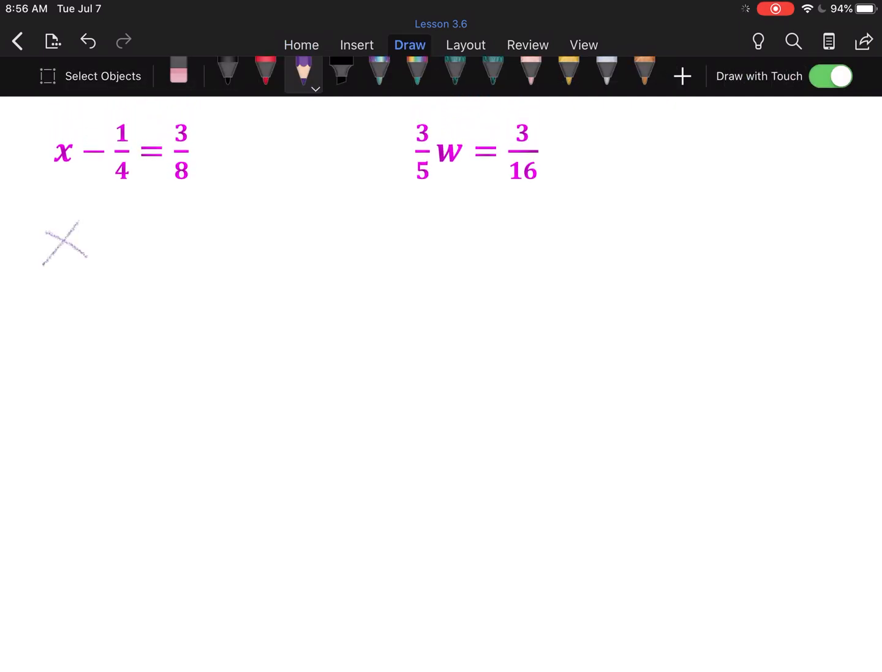The first thing I'm going to do is convert the 1/4 into 2/8. The common denominator of 4 and 8 is 8. So 3/8 doesn't even need to change. And when I change 1/4 into something over 8, to change 4 into 8, I multiply by 2. And 1 times 2 is 2 for the numerator. Now I can just take care of this normally. Add 2/8 to each side. X is, 3 plus 2 is 5, so X is 5/8.